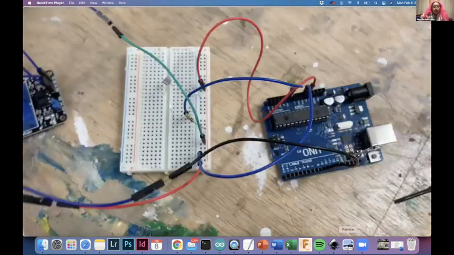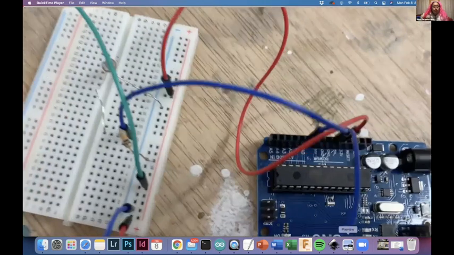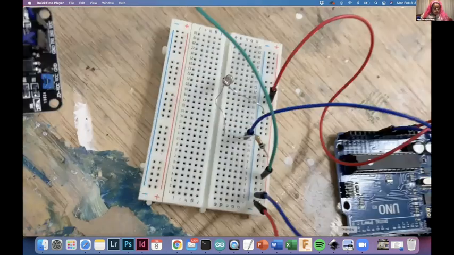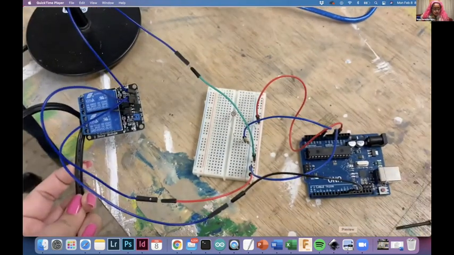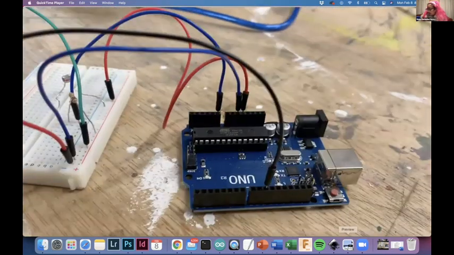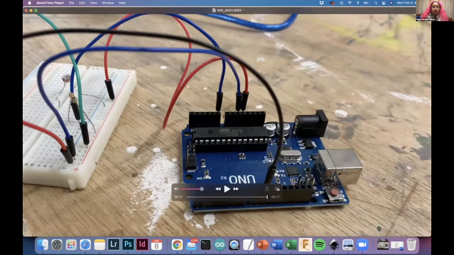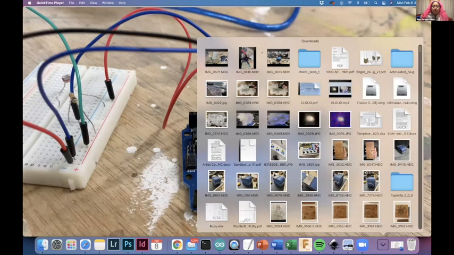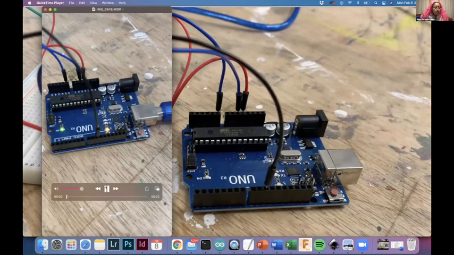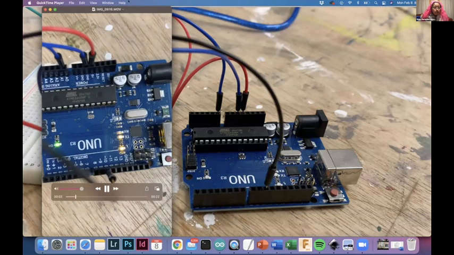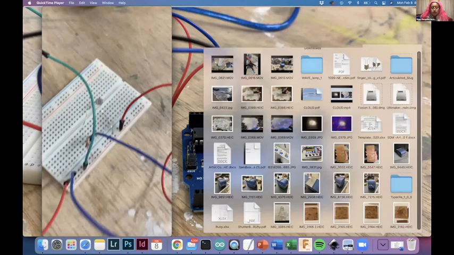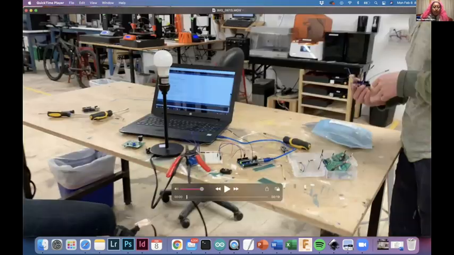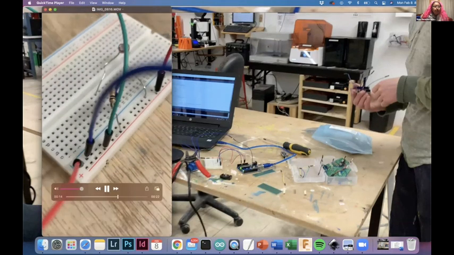So the Arduino is connected. There's ground, there's a 5-volt, there's A0, and then I use D10, and there's the relay. That one is 2-channel, but the one that I ordered was 1-channel. Where is this one? I think this is the same one. Is it the same one? It's basically, yeah. Okay, it's this one. Let me turn this off.